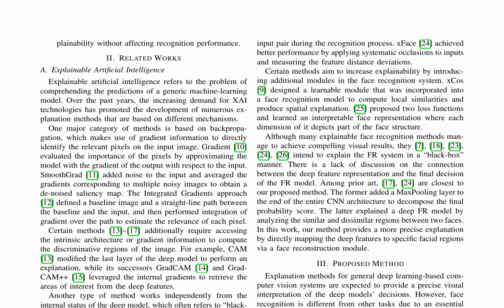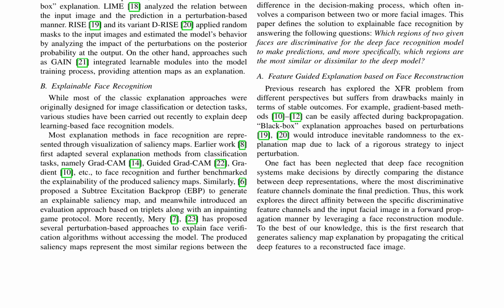The research paper emphasizes the significance of explainable face recognition, XFR, in deep learning-based computer vision systems. It highlights the uniqueness of face recognition compared to general deep learning tasks due to its comparative nature between two or more facial images. The proposed method focuses on identifying the most discriminative and dissimilar regions of two given faces that influence the deep model's predictions.